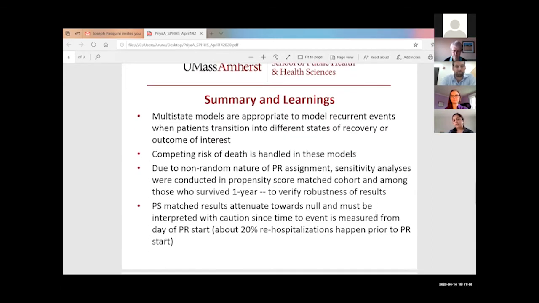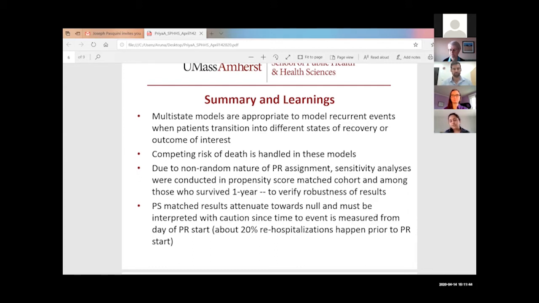So the summary is that when we have this complex mechanism where the patients can be in different states once they are discharged, we have to employ advanced methods such as multi-state models to assess the effect of this treatment on the outcome. And we also have to handle the competing risk of death, which these models help us to do. And because PR is non-random, we have to do some sensitivity analyses to make sure that the results we are seeing are robust to these changes in the cohort.